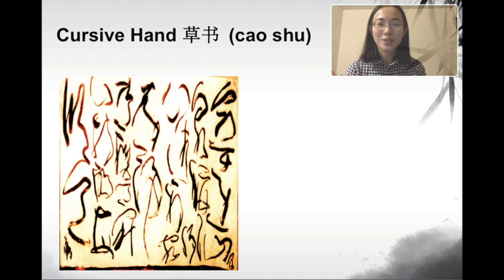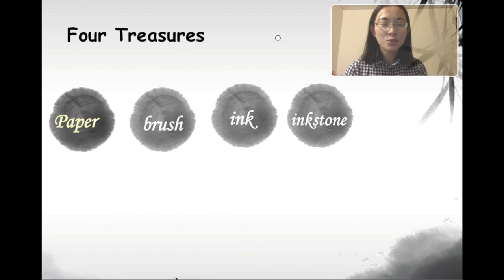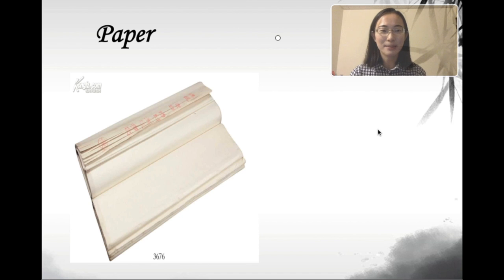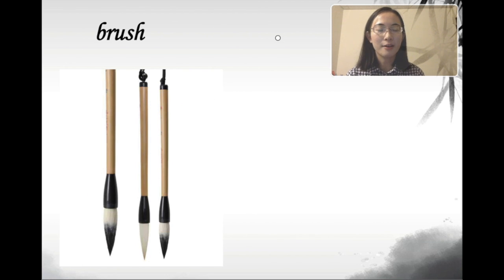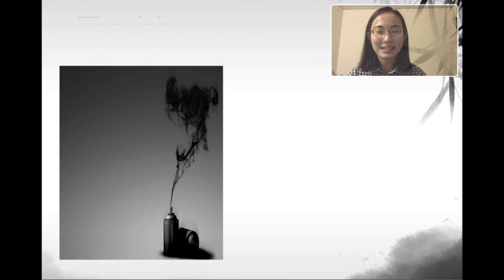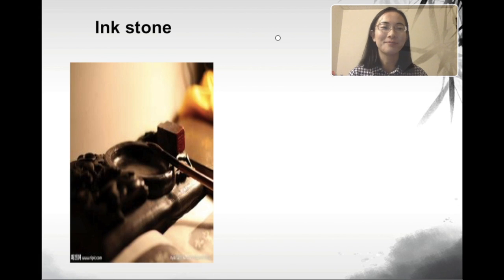Next, we are going to introduce the cursive hand. Cursive hand, in Chinese, we call it 草书. 草 in Chinese means draft. So it's really like a draft. Even for people who can read pretty well, may not be able to recognize or read this cursive hand style at all. Next, we're going to talk about 4 treasures in calligraphy. Those are paper, brush, ink, and inkstone. I'll have the picture here. This is the paper, and this is the brush. It is usually made of feathers of animals. This is ink. This is the inkstone.